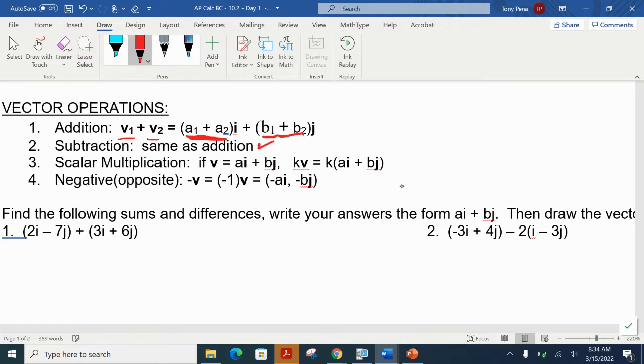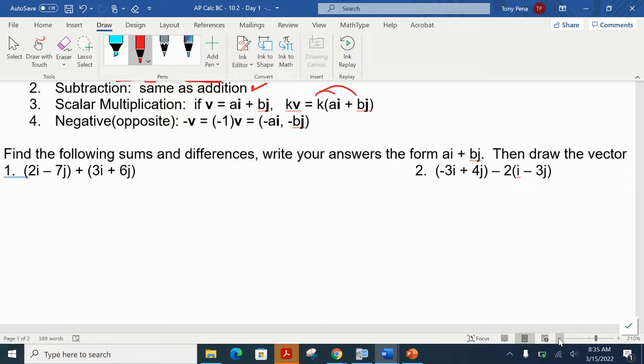Subtraction, same as addition. We would just subtract their like parts if we saw that. If we have scalar multiplication, it really is as simple as just distributing. And then the same with number 4. If you have a negative coefficient, we're just distributing that negative. Really pretty simple stuff here.